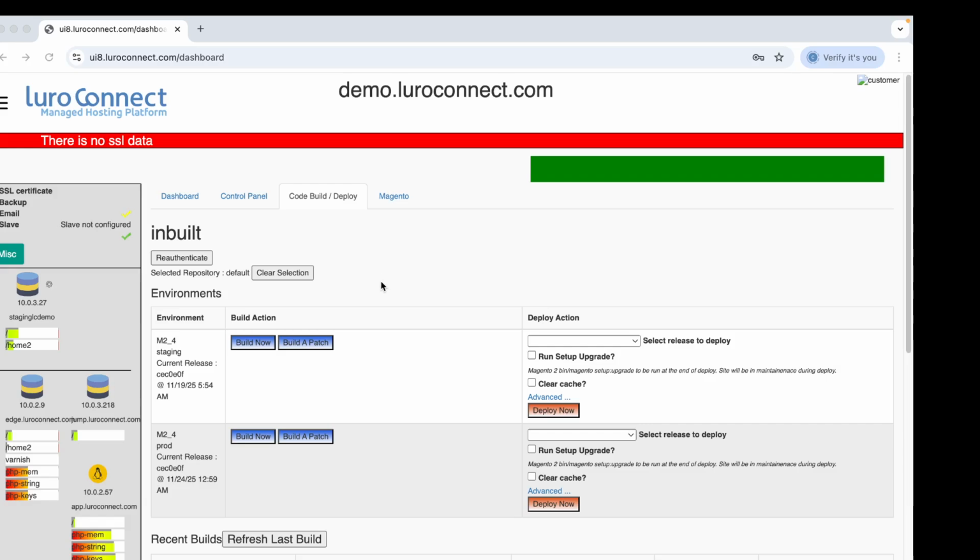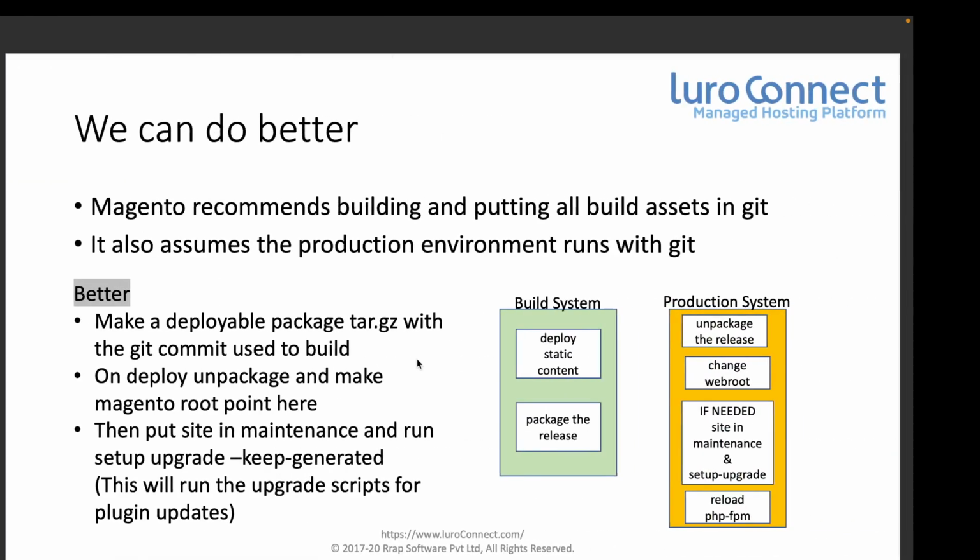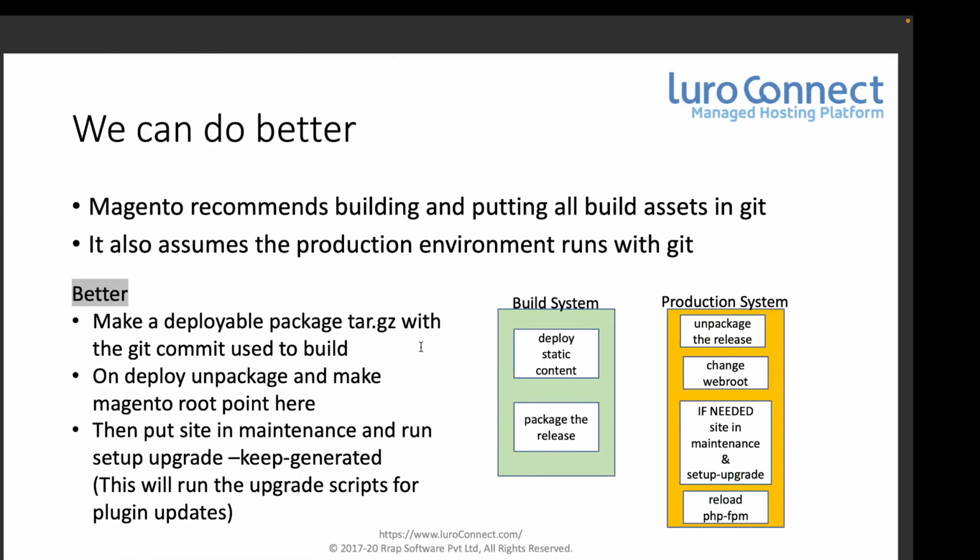In luroConnect, we split the build action from the deploy action. So you do a build, you have an artifact, and then that artifact can be deployed by selecting it in this pull down, right? Just before we start the demo, let's go through one very brief presentation. We have split the build and the production system.